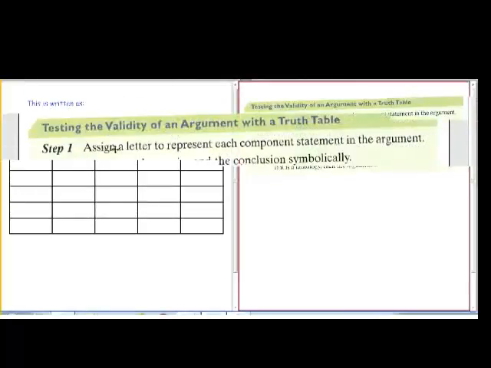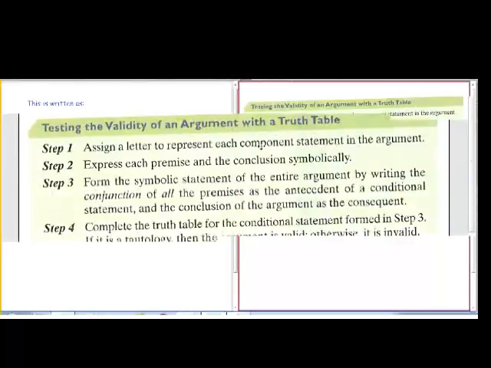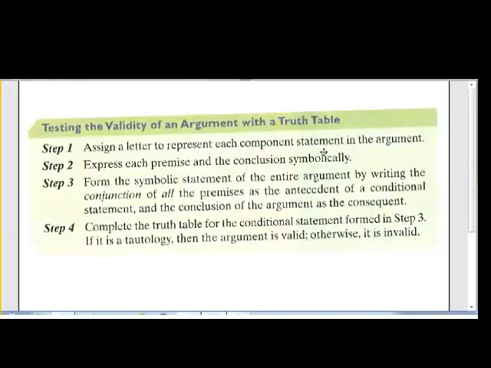Okay, so we just did the procedure. It's in your book if you forget. Assign a letter to represent each component statement of the argument. Express each premise and the conclusion symbolically. Form the symbolic statement of the entire argument by writing the conjunction, which is the and, of all the premises. So you connect all the premises by ands as the antecedent, that's the if part of the if-then statement of a conditional statement, and the conclusion of the argument as the consequent. So that's what we did.